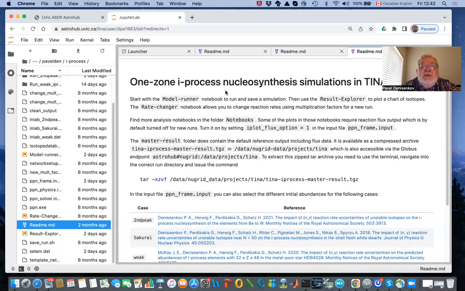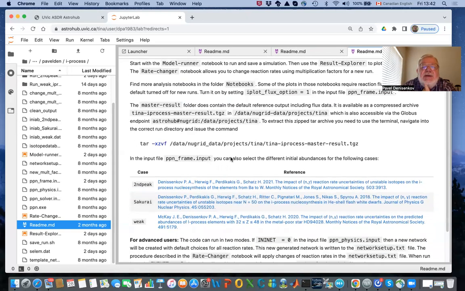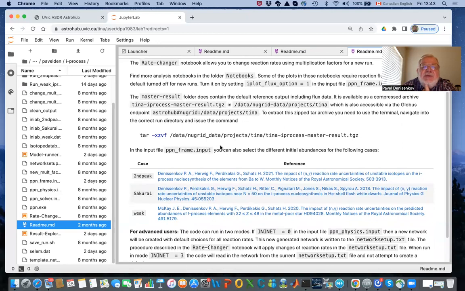So now I'm in the one-zone i-process nucleosynthesis simulations directory in TINA. I'm not going to read all these sentences now. I just summarize what should be done. Okay. So it explains here that you can run 3 types of i-process nucleosynthesis simulations, or 3 cases.